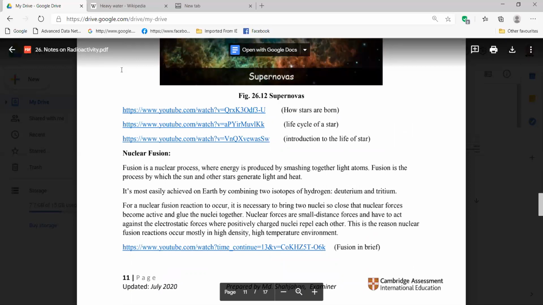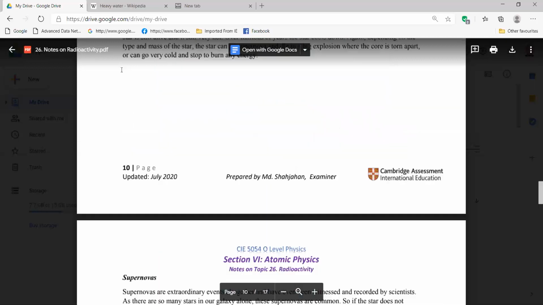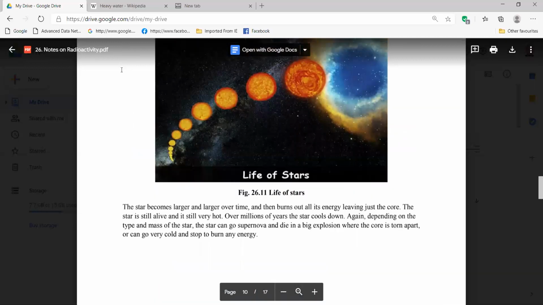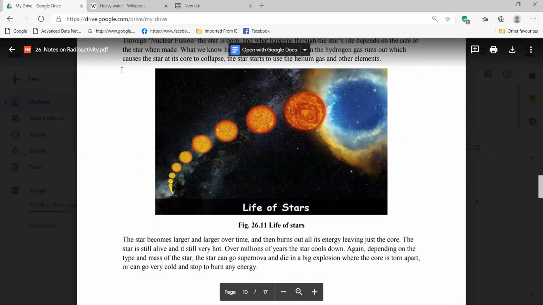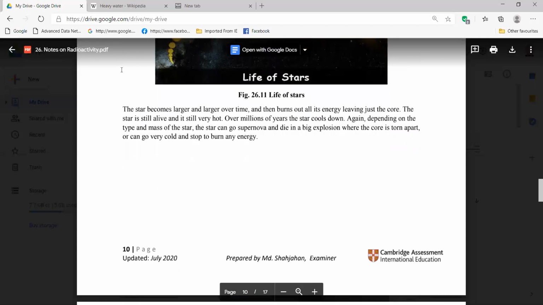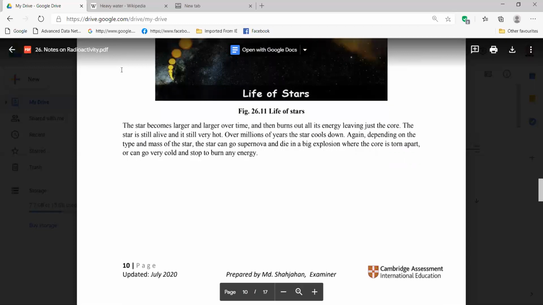No, no, no. Only I gave these things as some examples, to have some ideas. We don't have all these things in your O level syllabus. Just you have to know that we have fusion in stars. Okay, that all you know, right? We are getting the heat energy, light energy from the fusion process happening in the stars.